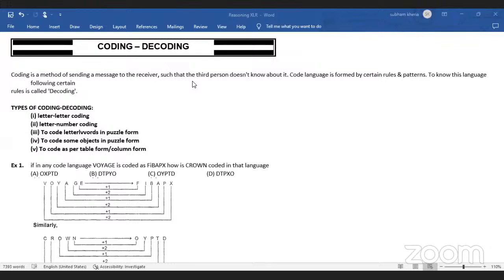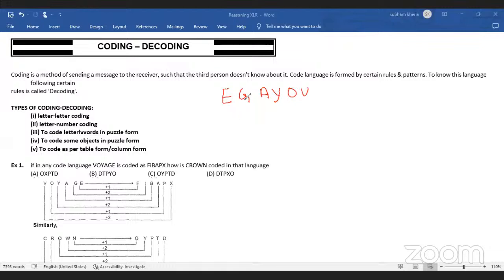So let's see. You can see V is coded as F here. O is coded as I. Y is coded as B. A is coded as, again, A. FIBA, and then G is P and E is X. Now, how have they done it? Let's write voyage in reverse form: E, G, A, Y, O, and V. What we have done is, we have reversed the word voyage.